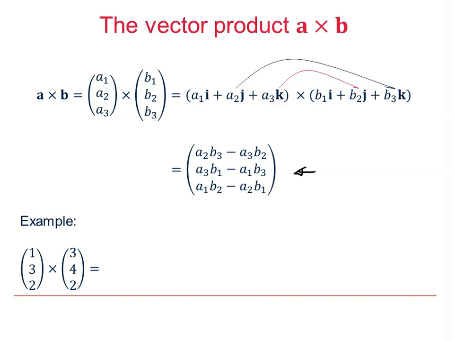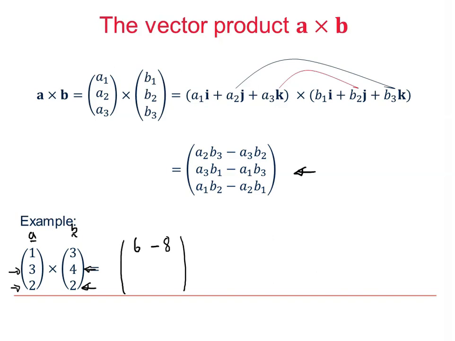So let's look at this example here where A is the vector (1, 3, 2) and B is the vector (3, 4, 2). Using that expression, a2 b3: a2 is 3 and b3 is 2, so that gives us 6. Then we're subtracting from that a3 b2, so a3 is 2 and b2 is 4, so 2 times 4 is 8. 6 minus 8 as the i component.